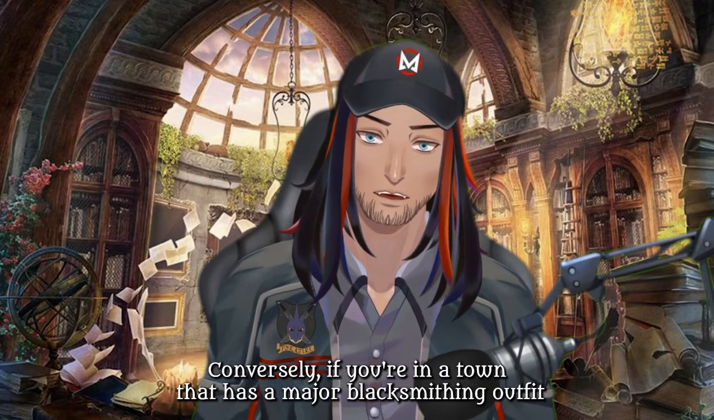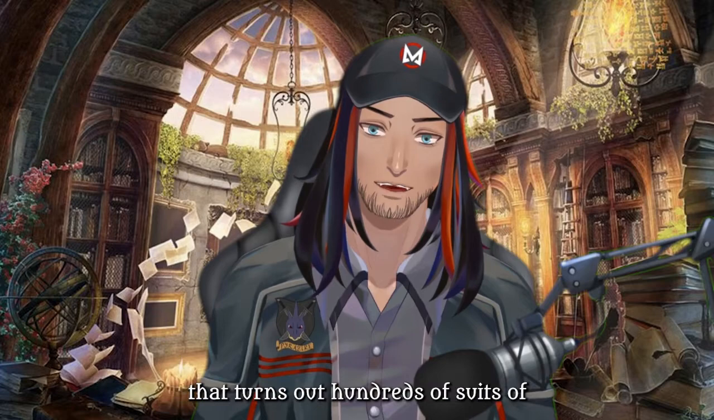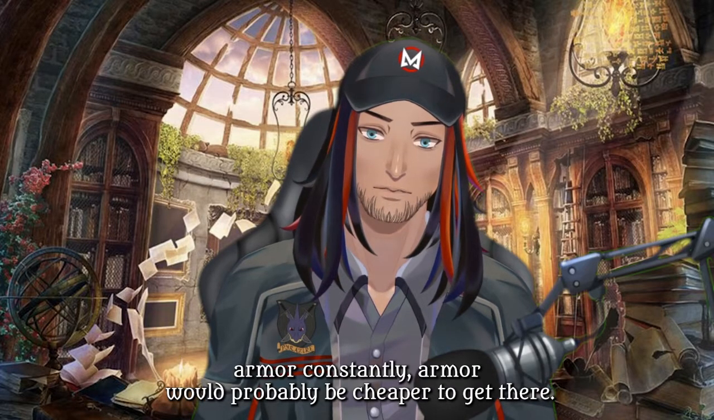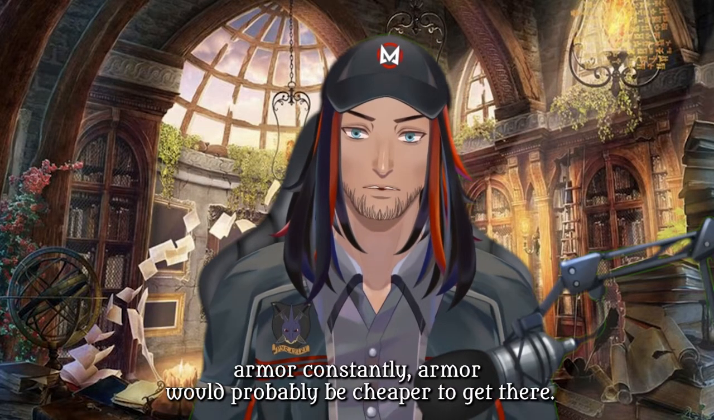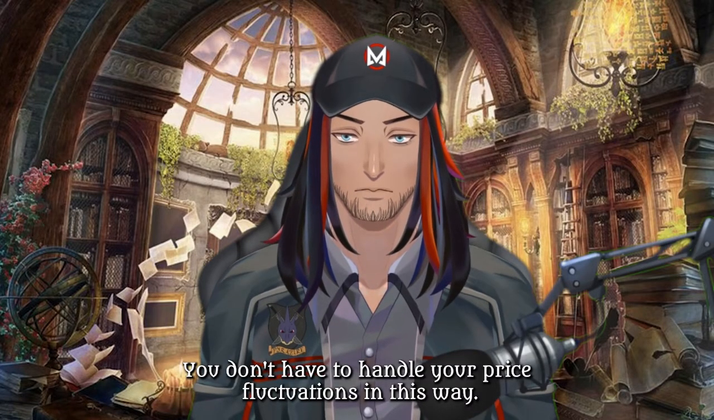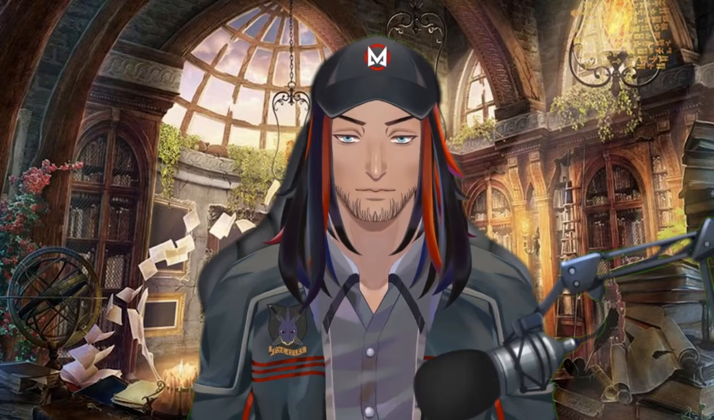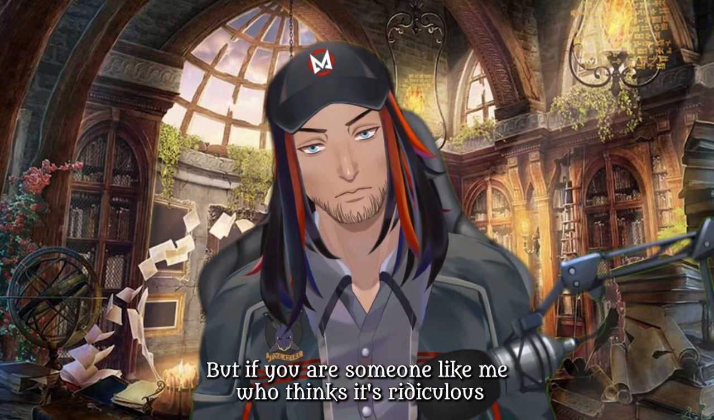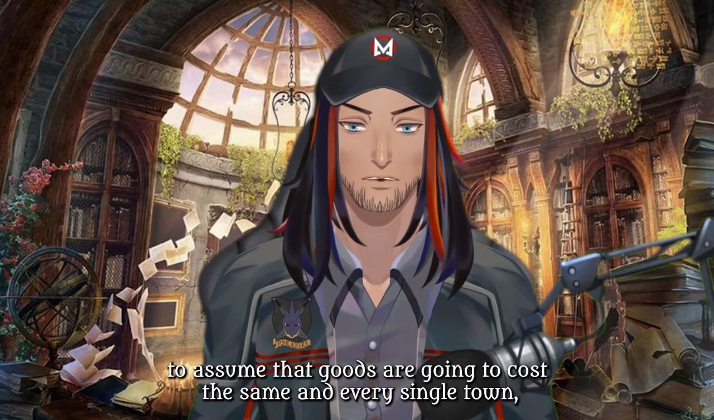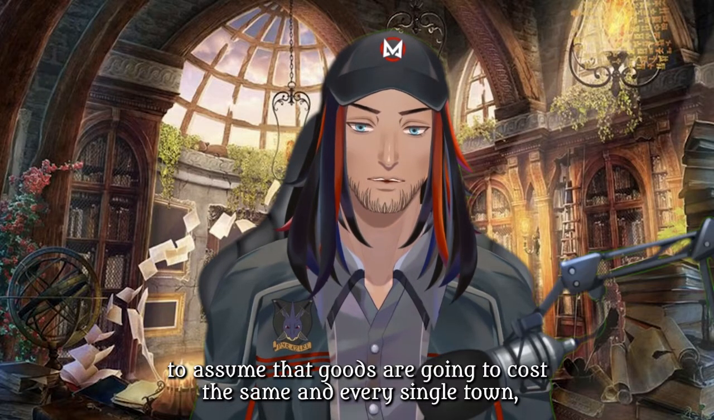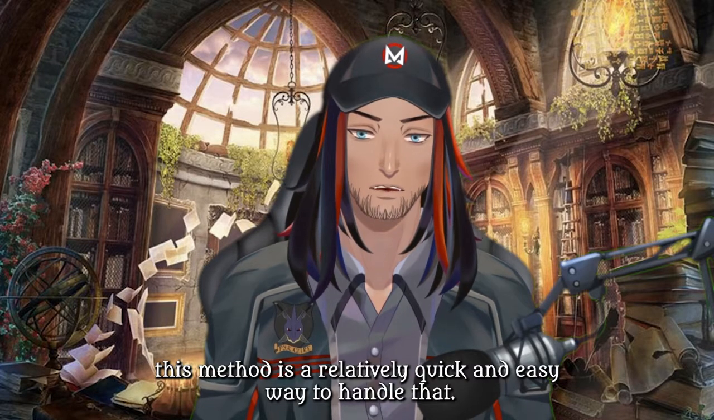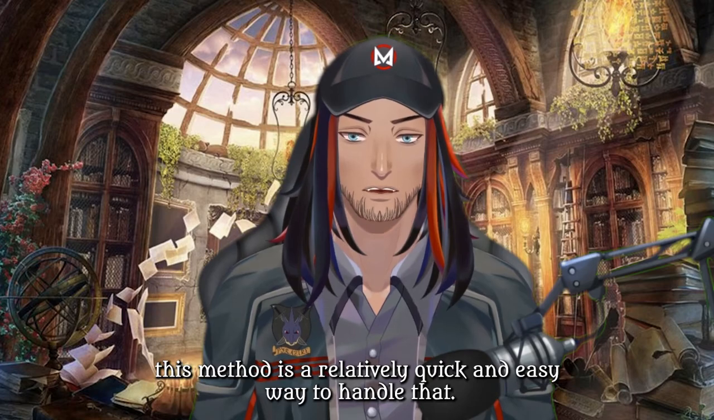This would make the goods far more expensive. Conversely, if you're in a town that has a major blacksmithing outfit that turns out hundreds of suits of armor constantly, armor would probably be cheaper to get there. You don't have to handle your price fluctuations in this way. Hell, you don't have to have price fluctuations at all. But if you are someone like me who thinks it's ridiculous to assume that goods are going to cost the same in every single town, this method is a relatively quick and easy way to handle that.